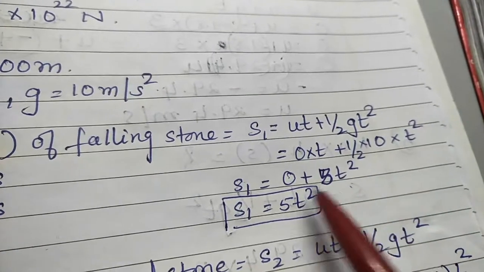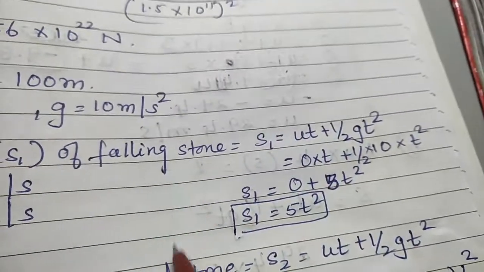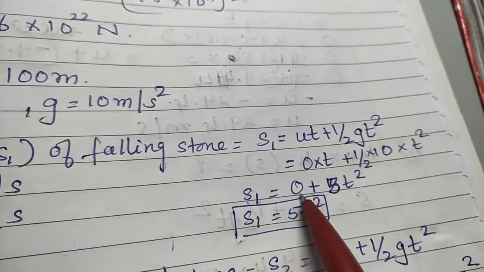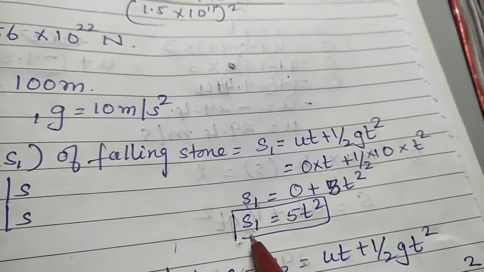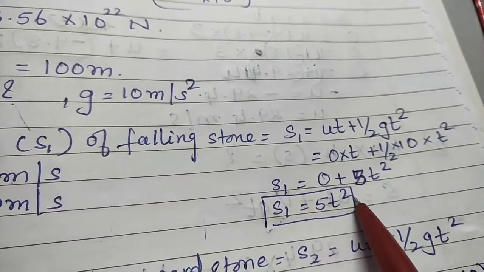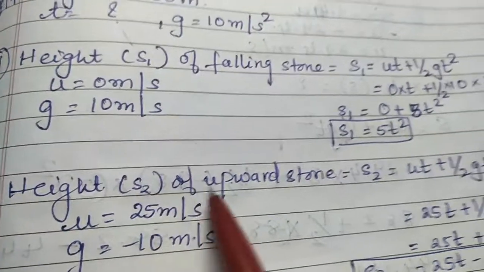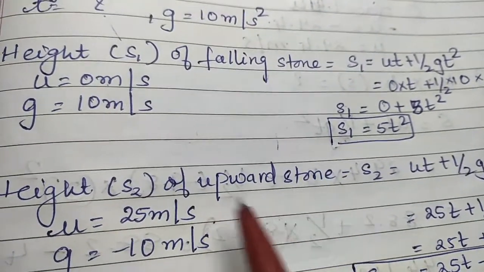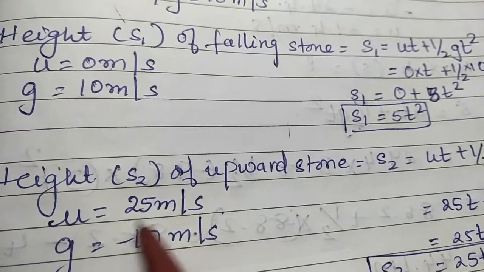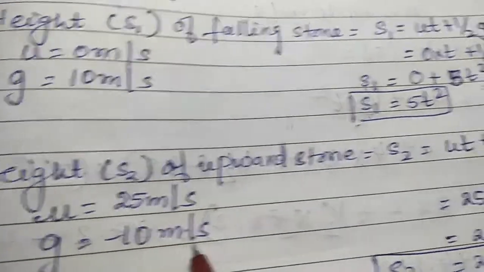Okay, so s1, that is for the falling stone, this we are calculating for the falling stone. It will be 0 plus 5t square, so the distance s1 is equal to 5t square. So we'll just keep it like this only, and we'll go for the next stone which is thrown upward. Now for upward, you have got initial velocity 25 meter per second and g will be minus 10.